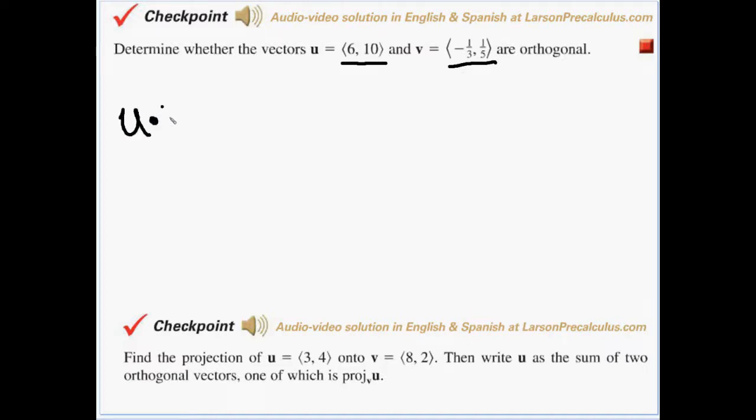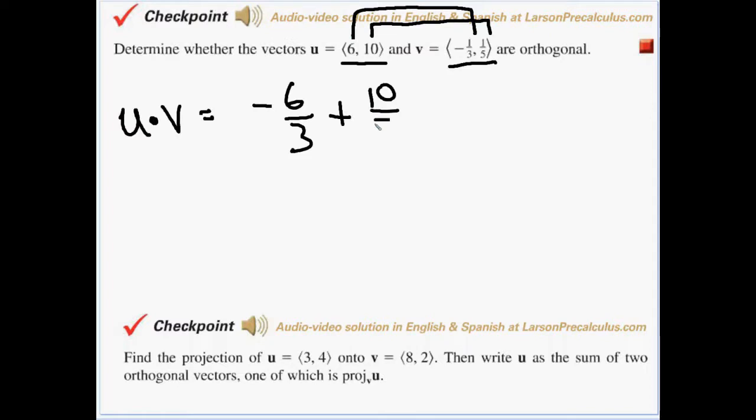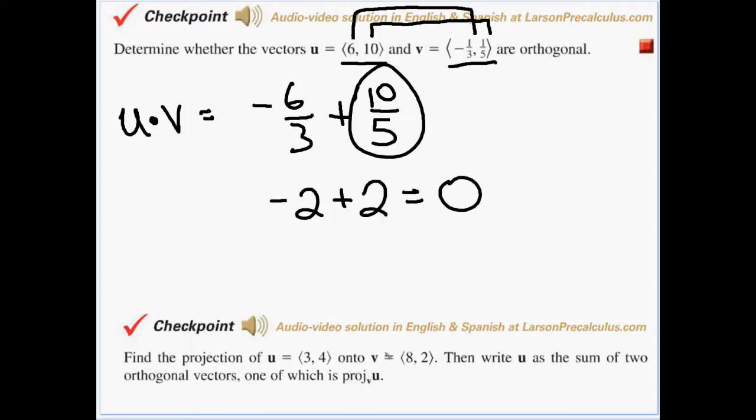So u dot v equals, we take 6 times negative a third. That is negative 6/3. And then we're going to add to that 10 times 1/5. 10 times 1/5 is 10/5. Let's simplify here. Negative 6/3 is a negative 2, plus 10 divided by 5 is 2. If we add those together, we do get 0. So we have determined that those two given vectors are, in fact, orthogonal.